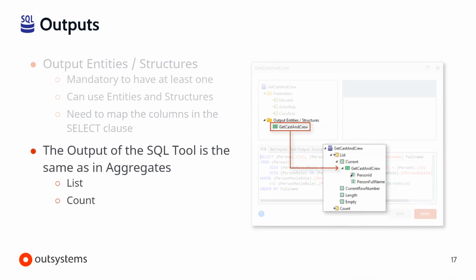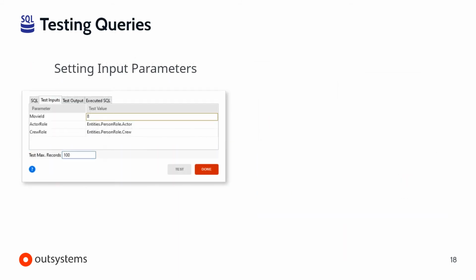Then, the output from the SQL tool is going to be just like in aggregates. The output will contain a list and a count. The list itself will have the usual attributes, and the current will have the output entities and structures defined in the SQL tool. Like in aggregates, the SQL tool also allows you to test queries.